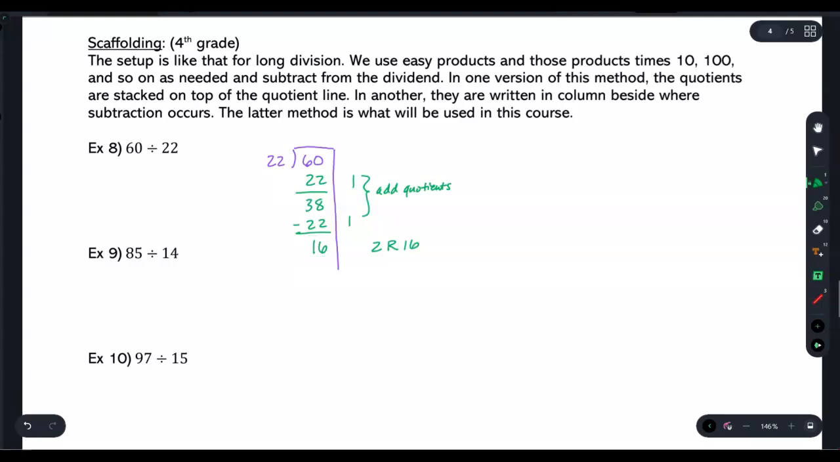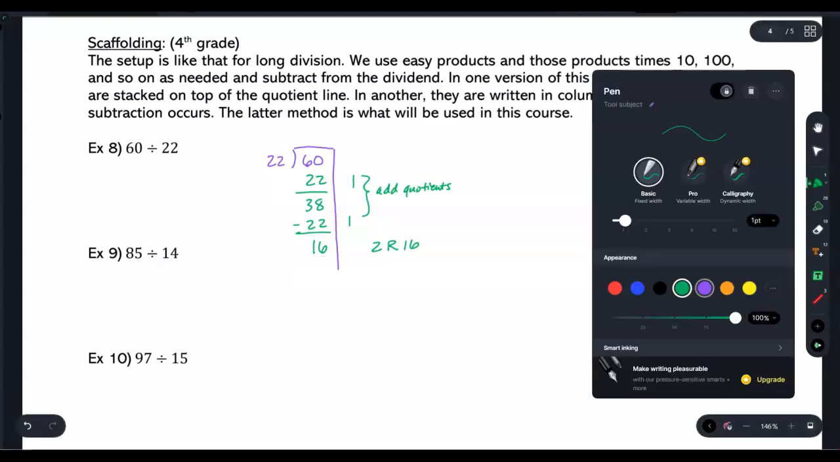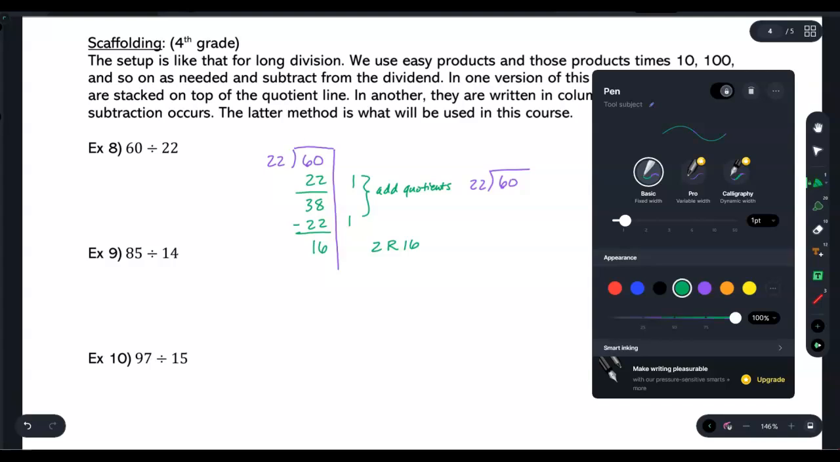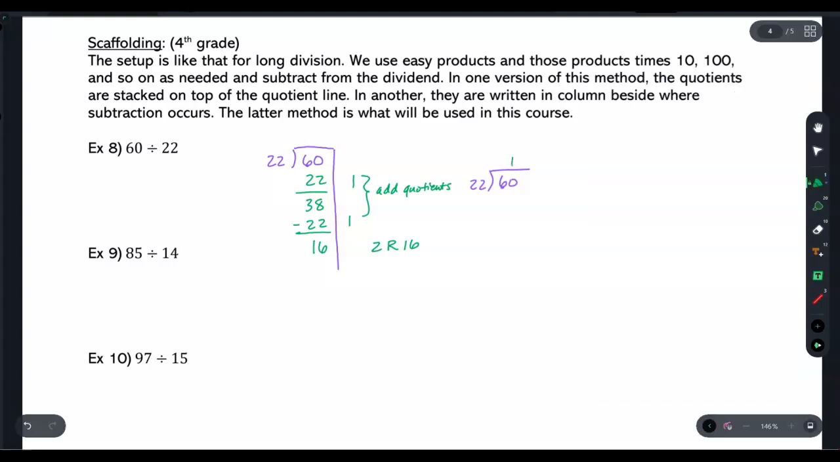So we could do it that way, just so you can see what it would look like with the stacking. I'll have to leave myself a little bit more room, but it's the same idea. So 60 goes here, 22 goes here, and then what I would do is say, okay, let me make 22 go into that once, which 1 times 22 is 22, subtract that, and I get 38 left. I can make 22 go into that again, so I'd stack it above it.